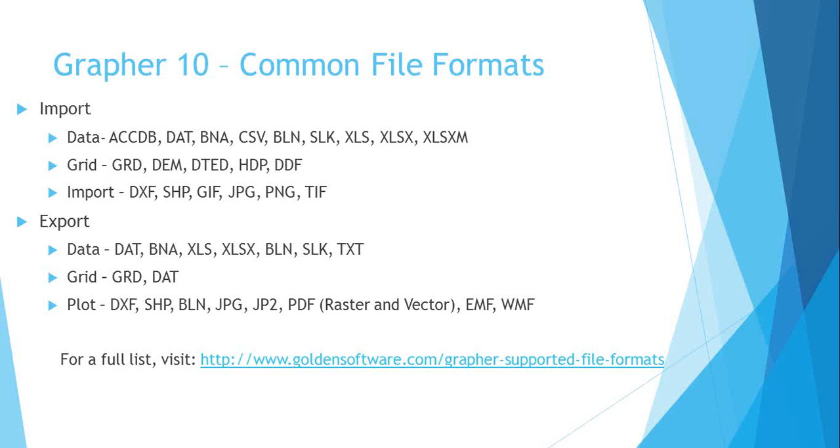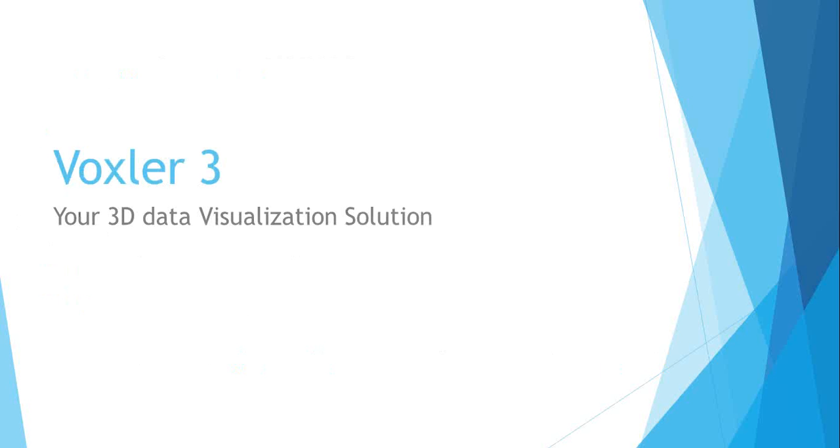Grapher also supports a variety of data formats. For example, you can import Excel files, DAT files, DEM files, grid files, DXF, and shape files. Once finished, the file can be exported to a DAT, a VNA, an Excel, a DXF, shape, or other file format. The complete list can be found online.